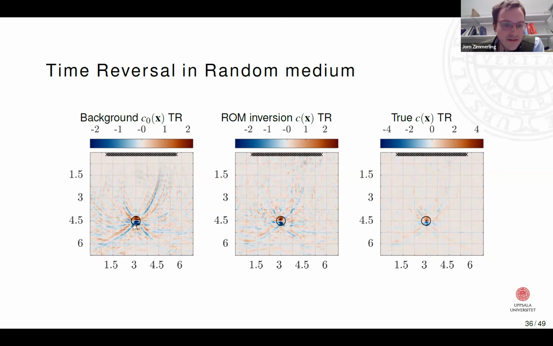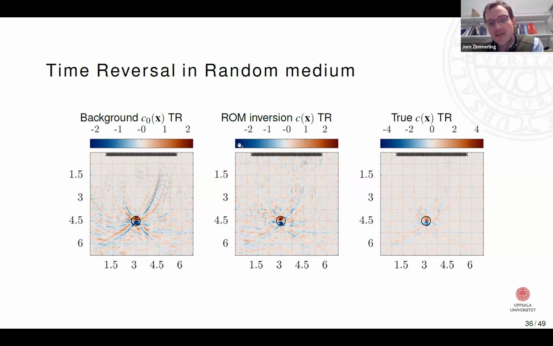So on the left is if, as our Green's function that we use to focus at a certain point, we use the Green's function of the background, C sub 0. Then our focusing is not as good. On the left, you can see there's a lot of energy outside the black circle where we try to focus, and the energy is spread throughout.